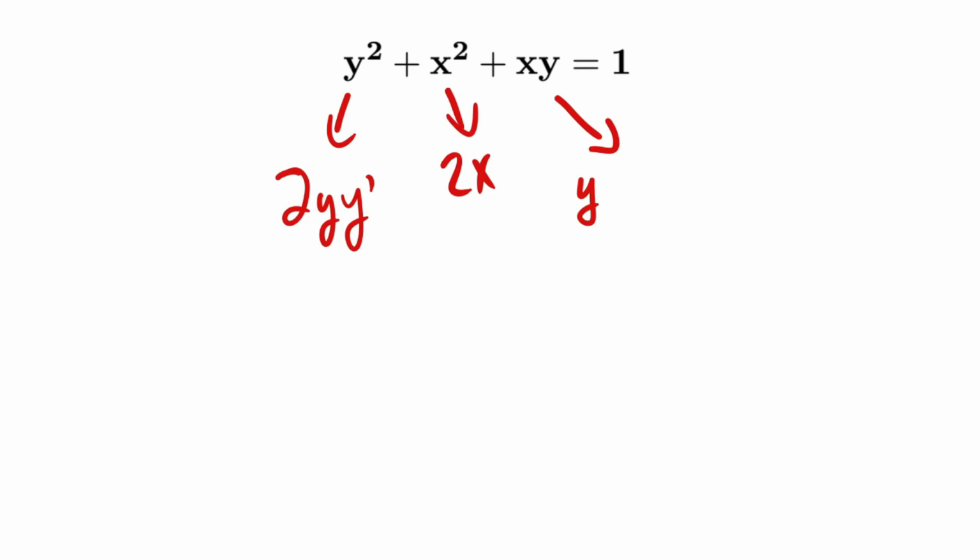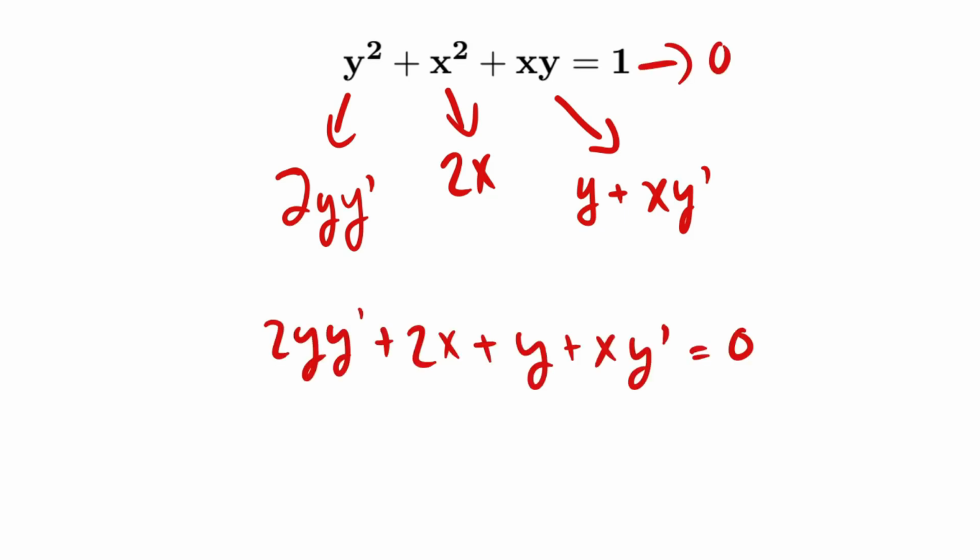But again, like I said, whenever you're working with the y, you want to stick y prime in there as well. So the second term becomes x times y prime. And also when you differentiate 1, you're simply going to get 0. So this equation becomes 2y y prime plus 2x plus y plus xy prime equals 0.